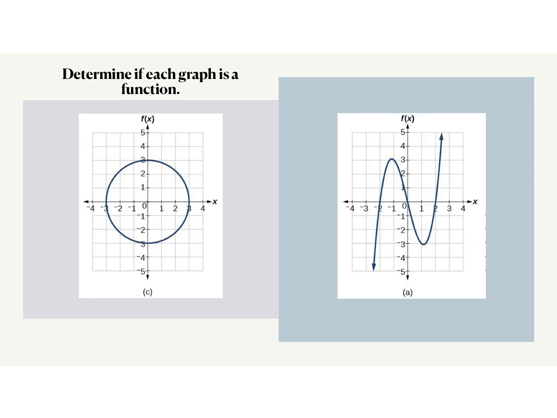So if we draw a vertical line across this circle, it touches at least twice, so it is no longer a function. As it is, it's not a function, it just has to fail the vertical line test once. Now for the other graph, I can draw a vertical line anywhere in this graph, and it only touches it once. So this second graph is a function.